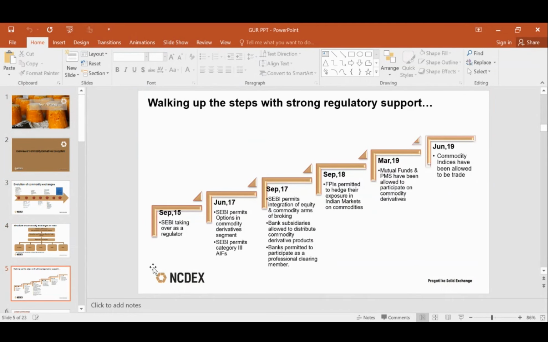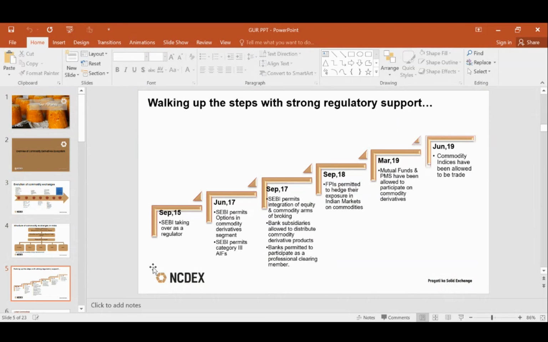Now, with strong regulatory support, commodity markets in India have undergone some very positive changes in recent years. In 2015, SEBI became the regulator for commodity exchanges, and in June 2017, SEBI permitted options in commodity derivatives trading. Then in September 2017, SEBI permitted the integration of equity and commodity arms of broking, and bank subsidiaries were also allowed to distribute commodity trading, and banks were permitted to participate as professional trading members. Foreign portfolio investors who had their exposure in Indian markets were also allowed to trade on this platform.